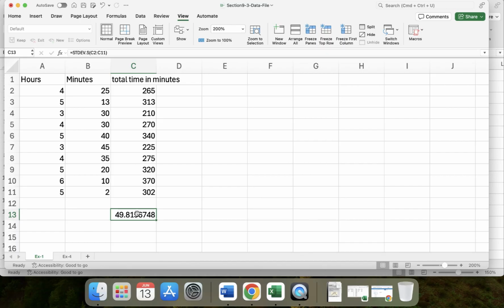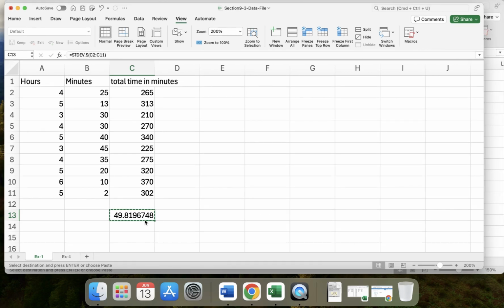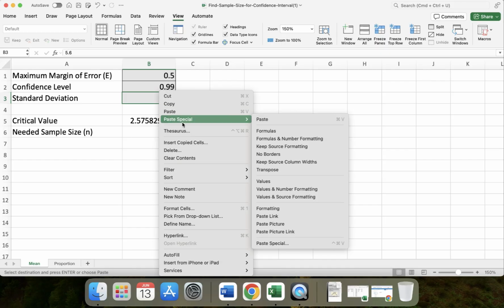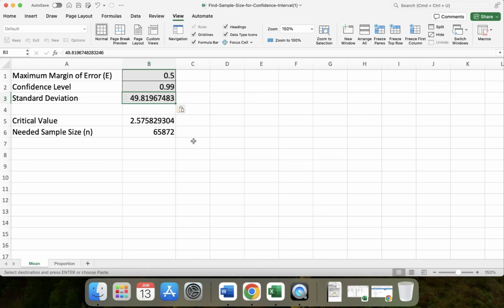I'll write that down, but ultimately I'm going to copy it into the find-the-sample-size one. So let me just write that down, 8196748. It is a pretty large standard deviation too. So I'll copy it, and going back to the mean one, this was the standard deviation. I'm going to paste that value in there.